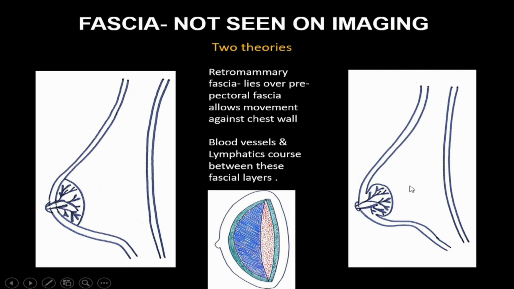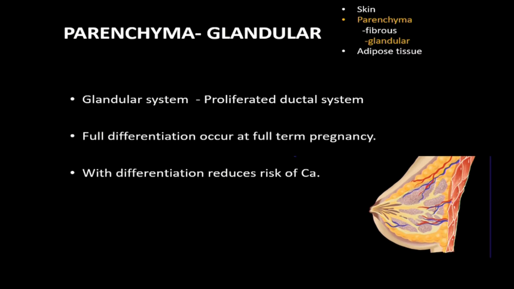So these fascia are loosely attached, and it promotes the movement of the breast over the chest wall, and the blood vessels and lymphatics freely cross over, and that's how the spread to the pectoralis muscle occurs.